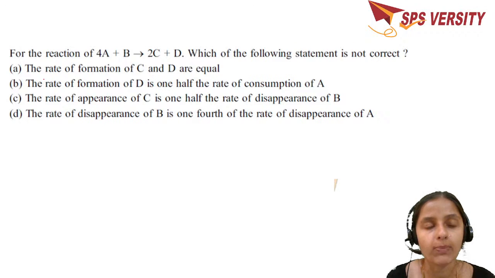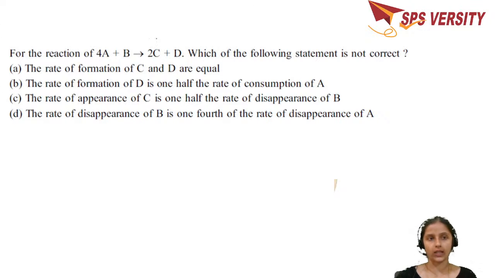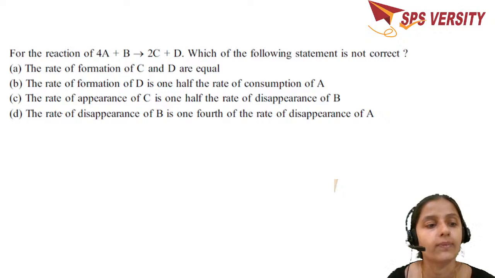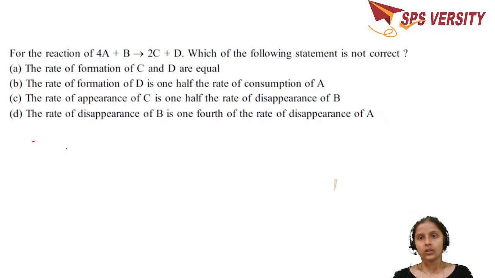For the reaction 4A plus B gives rise to 2C plus D, which of the following statements is not correct? Which is not correct? They have given the 'not correct', so you have to see that first. We'll write the rate expression.